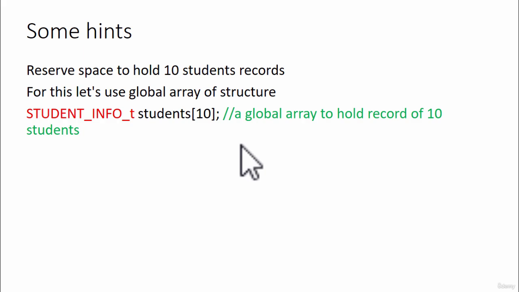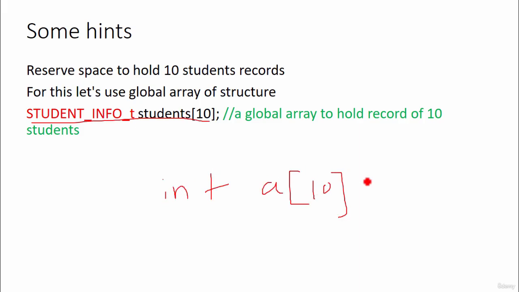How do you reserve the space? There are various methods like using dynamic memory allocation and other things. But we have not yet covered those things. So we should be using a global array of structure, which is something like this. Very simple. So you have int a[10]. This is an integer array, right? Similarly, this is a structure array. That's it. Instead of integer, you have your user defined data type, that is this structure, isn't it?